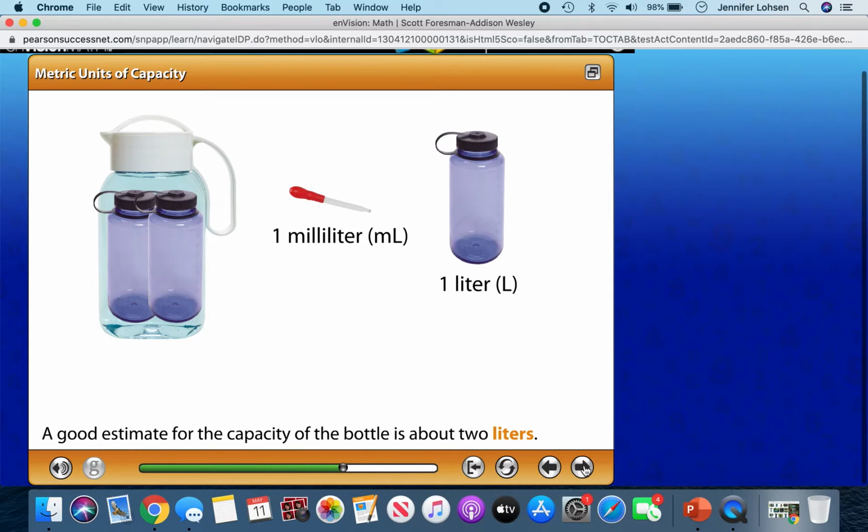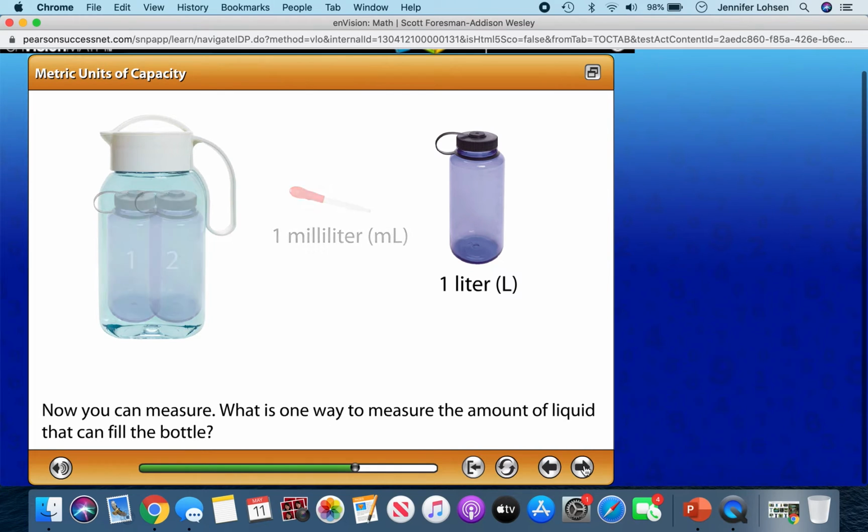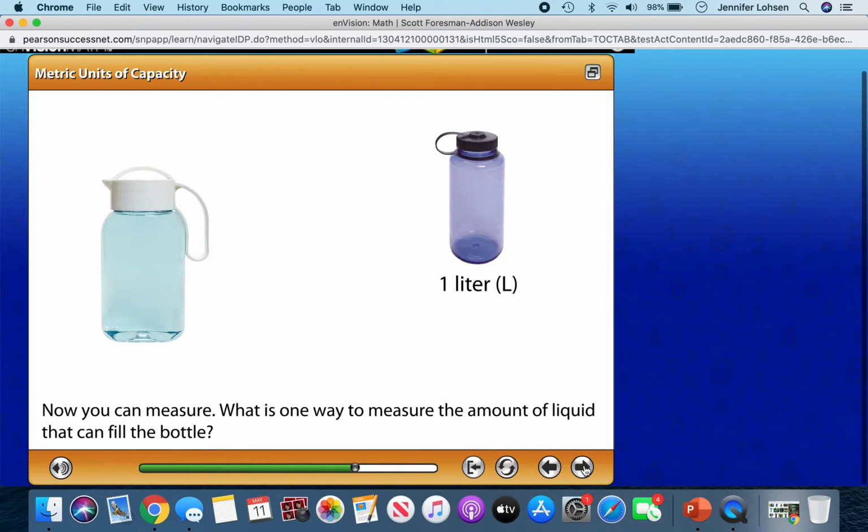A good estimate for the capacity of the bottle is about 2 liters. Nice. Now you can measure. What is one way to measure the amount of liquid that can fill the bottle? Okay, so what they're literally asking you is how can I figure out how many liters are in this bottle? Well, one thing that we could do is fill up our 1 liter container all the way to the top and then pour it in and count it. 1. Fill it up a second time, all the way up to the top, dump it in. 2. Fill it all the way up a third time, maybe, dump it in. 3.